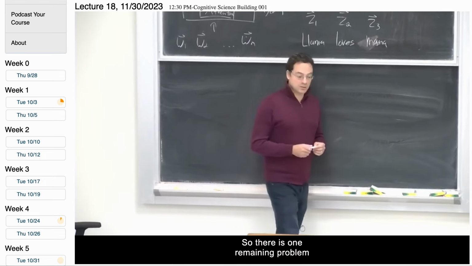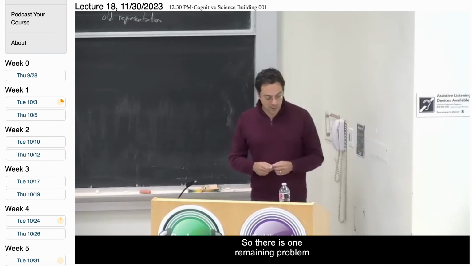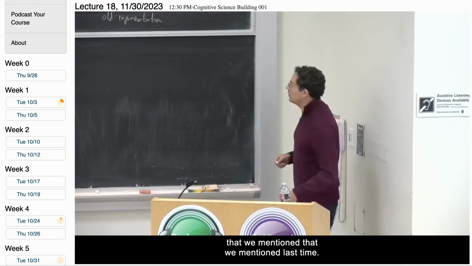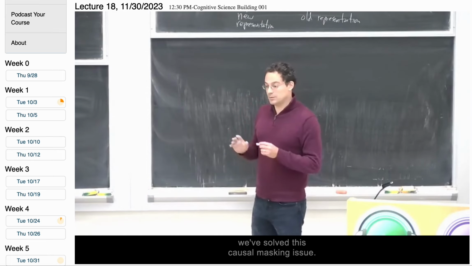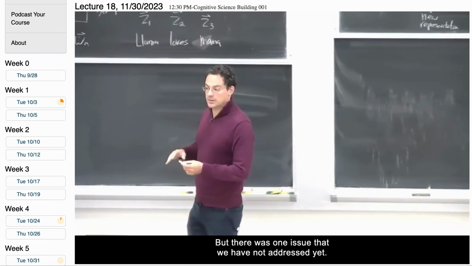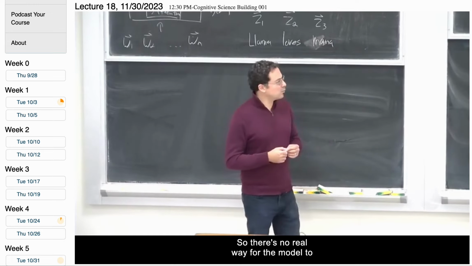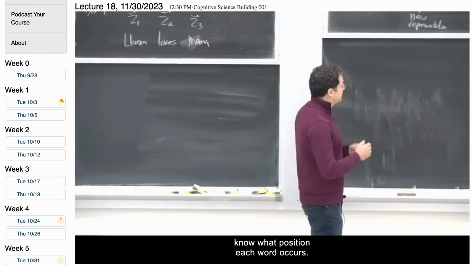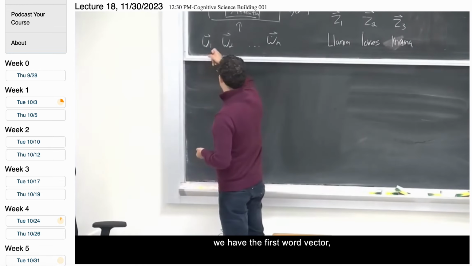Okay. There is one remaining problem that we mentioned last time. What was it? We solved this causal masking issue, but there was one issue we have not addressed yet. Yeah, the word order issue. There's no real way for the model to know what position each word occurs in. We have word vectors here: the first word vector, the second word vector, and so on.